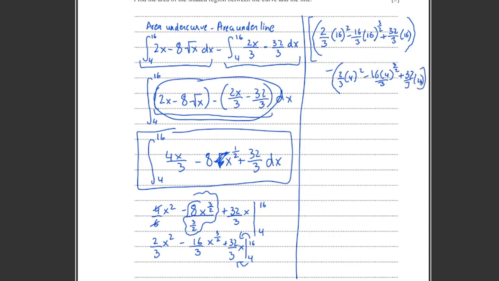And when you do this, all of this is going to give you 0, right? And then all of this with 4 is going to give you 32 by 3. And so you're basically going to have 0 minus 32 by 3. And so you're going to have an answer of minus 32 by 3, and you're going to be like, oh, why do I have a negative sign in there?